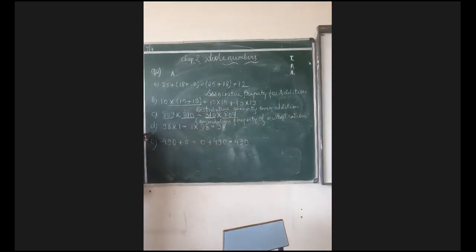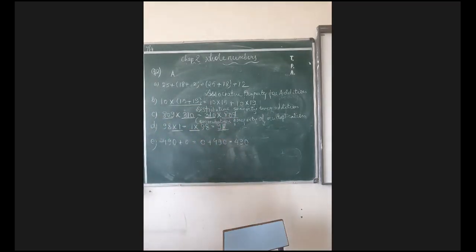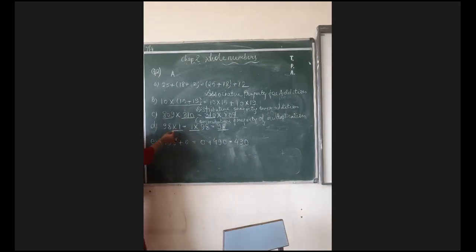Now move on to question number D. If you see, we multiply by 1, but the answer is not affected. It means 1 is a number such that if you multiply 1 with any number, the answer will not change. This property is known as existence of identity. That is for multiplication, because here you are doing multiplication. So you will write it down.